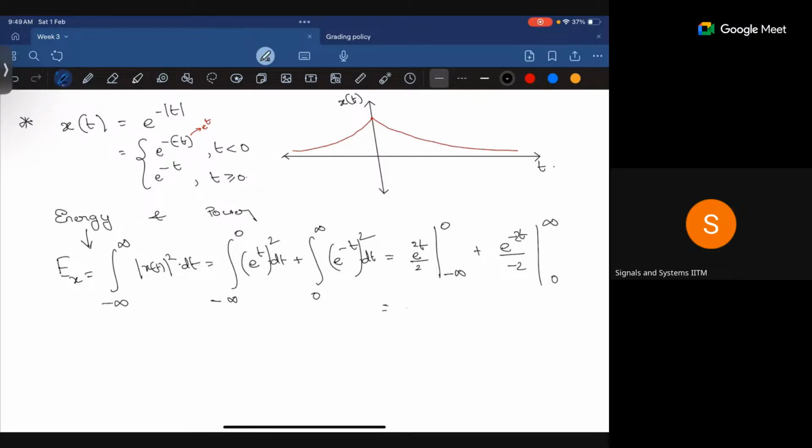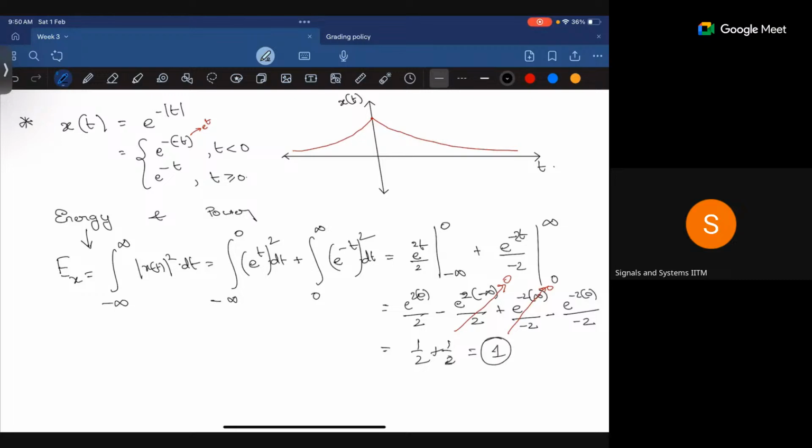If I substitute, I'll get e power 2 times 0 divided by 2, minus e power 2 times minus infinity divided by 2, plus e power minus 2 times infinity by minus 2, minus e power minus 2 into 0 divided by minus 2. Now what will happen? This will go to 0, and this will go to 0, because they are e power minus infinities, and e power minus infinity will go to 0. And what will happen to this? This will be half, and this will also be half, which will give me 1.